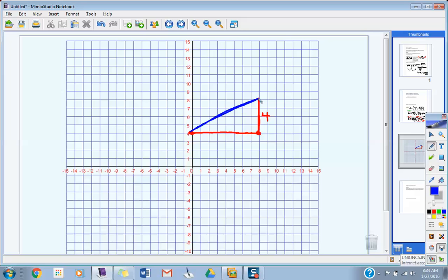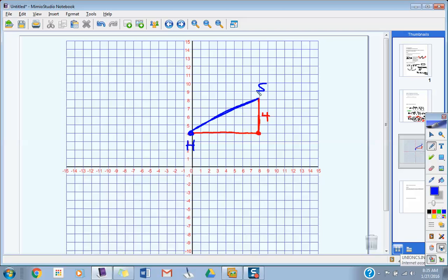Here's the deal, guys. Let's just pretend this is your house. And this is the school right here. And this is a road. You can take the red road to school, or you can take the blue road to school. You're running late, so which route are you probably going to take? Why the blue route?